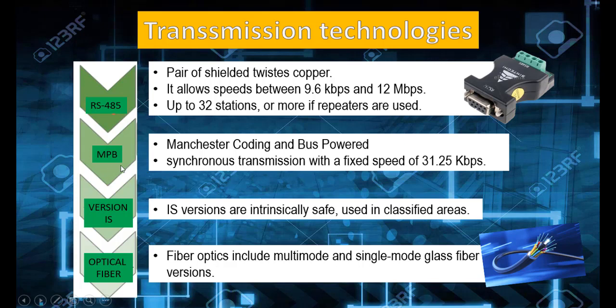In MBP, Manchester coding and bus power. Synchronous transmission with a fixed speed of 31.25 kB per second. The IS versions are intrinsically safe, used in classified areas. The optical fibers include multi-mode and single-mode versions.